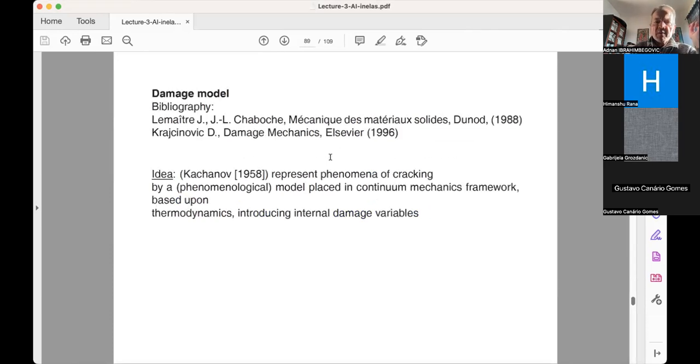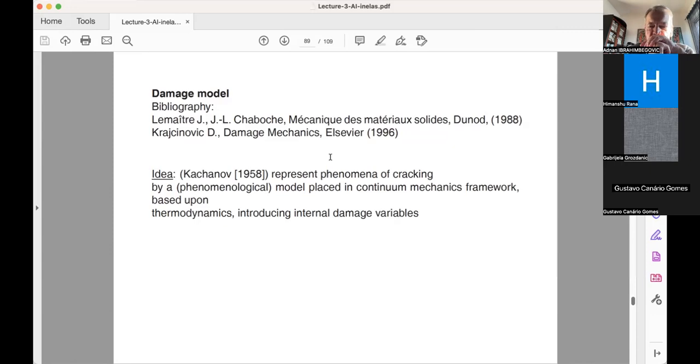So initially when people study that, you have references which are probably the most well-known. In France, this is the book of Lemaitre and Chaboche, Mécanique des matériaux solides. And in the US, this is a Yugoslavian guy, Dusan Krajcinovic, that I met. He wanted to give me the book, but when he showed me, there were more than 1,000 pages. I said, thanks, I'll pass on that.